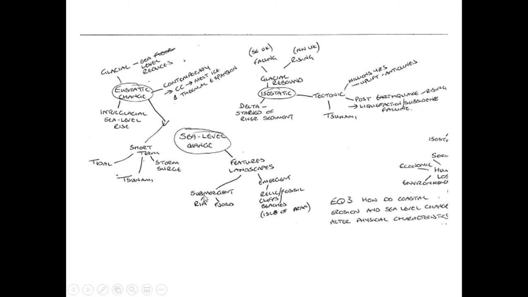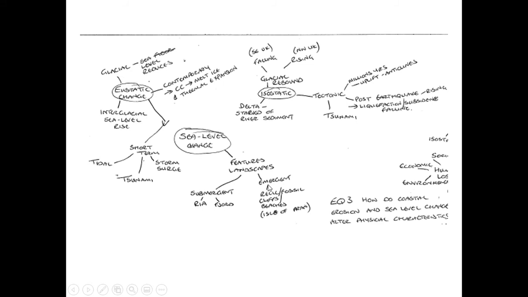Other submergent landscapes are the Dalmatian coastlines of Croatia, where tectonic processes were very important in creating the synclines and anticlines, and then sea level change became important as it flooded these areas. So with all of these submergent features, it's important to realize that a whole range of processes are involved: river erosion for rias, glacial erosion for fjords, and tectonic processes on Dalmatian coastlines.